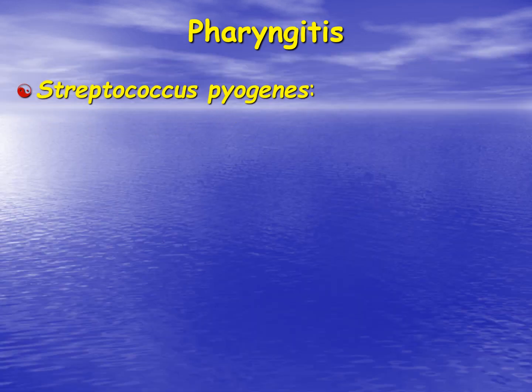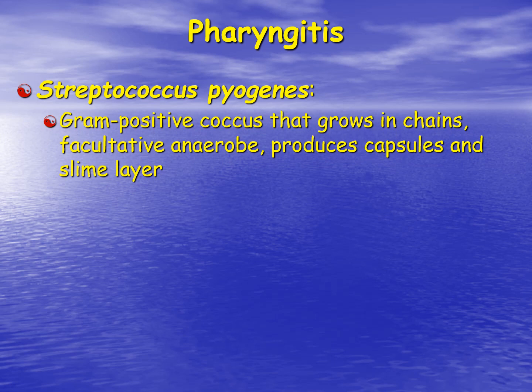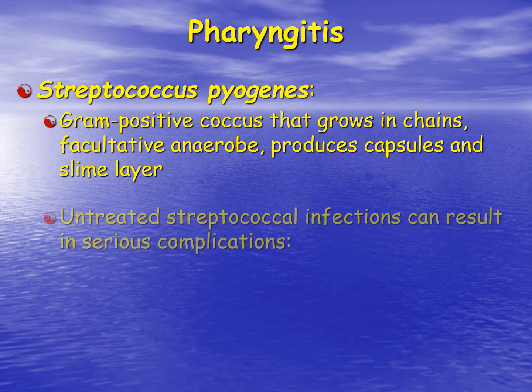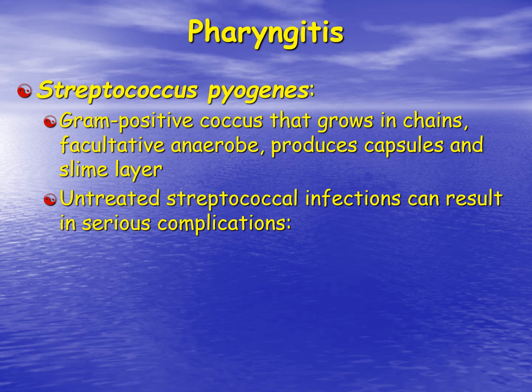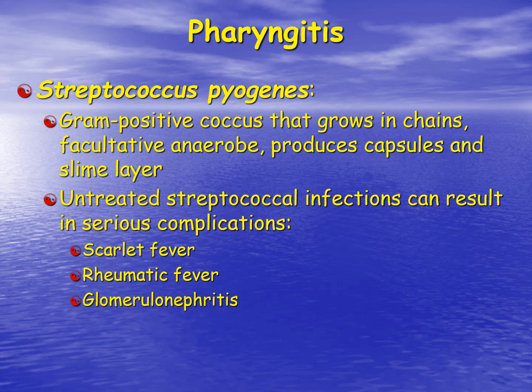Now, what can cause pharyngitis? Well, one of the most common bacterial causes is Streptococcus pyogenes, that gram-positive cocci. Untreated streptococcal infections can result in very serious sequelae, including scarlet fever and rheumatic fever, and even glomerulonephritis in the kidney. Also may result in necrotizing fasciitis because Streptococcus pyogenes is the causative agent of the flesh-eating bacterial disease called necrotizing fasciitis.